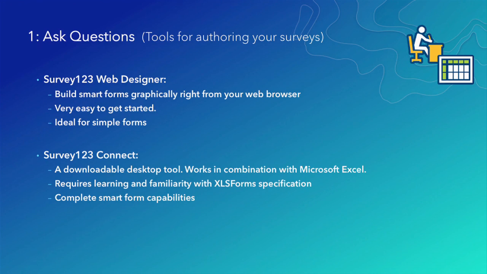We also have a desktop application, Survey123 Connect. This works with a spreadsheet program to have the spreadsheet specify the questions you're asking, as well as any of the other smart form capability, whether it's a pick list, whether it's a calculation, or another aspect, and be able to then render that spreadsheet into a form and then publish that into your ArcGIS Online or ArcGIS organization.